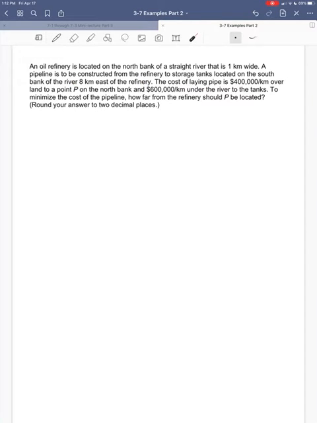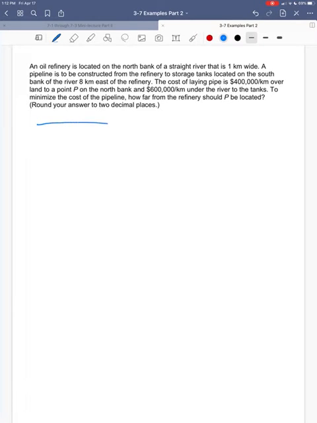The cost of laying pipe, they tell us over land, it's a little bit cheaper than under the river. So to minimize the cost of the pipeline, how far from the refinery should point P be located? So obviously we're going to have to draw a picture of this situation.